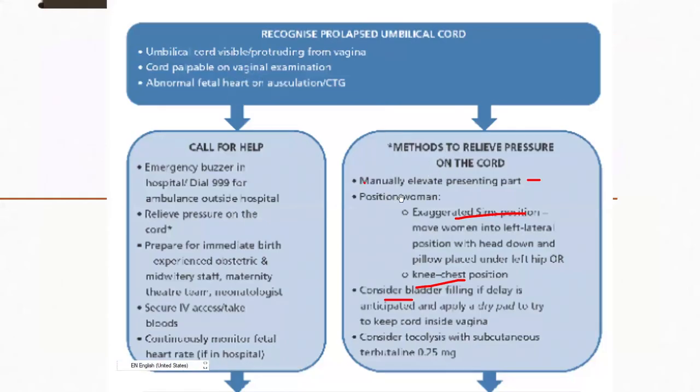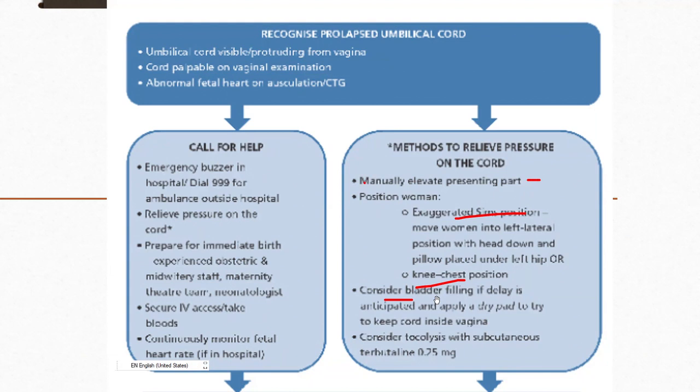Now what you have to do is manually elevate the presenting part. That is not usually done by putting a hand. You are going to first position the woman in knee chest or exaggerated Sims. Then you are going to lift the presenting part up, usually by filling the bladder, because when you fill the bladder, the presenting part will go up. Now, cord handling is not advised because the cord can go into spasm.